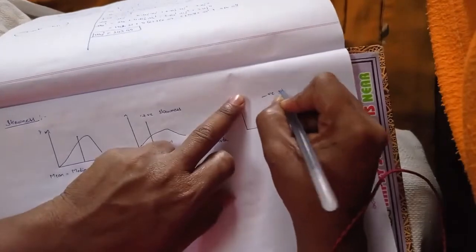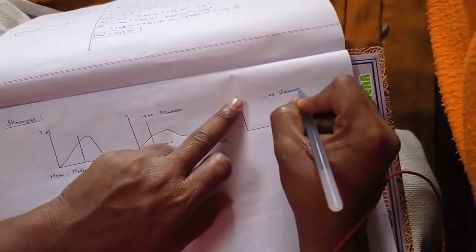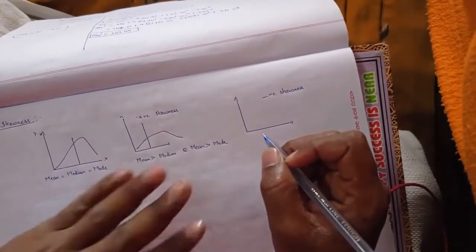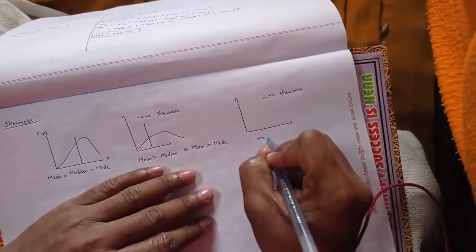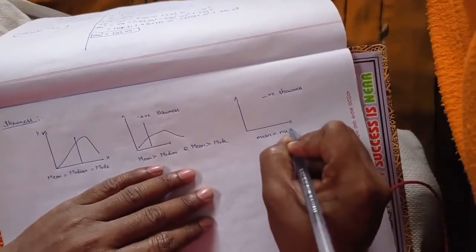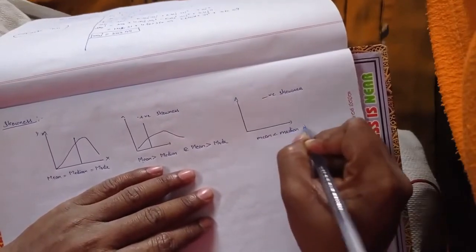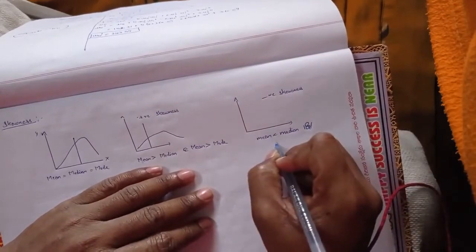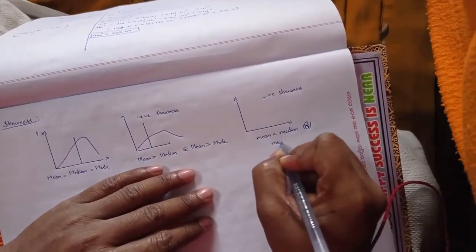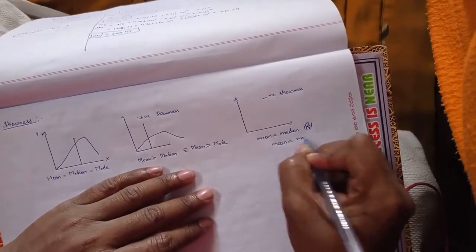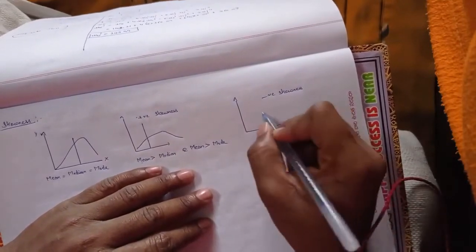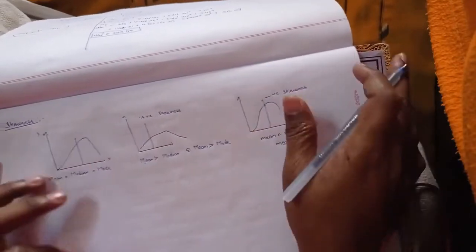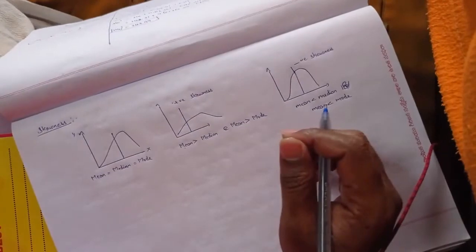Negative skewness in our graph is where the mean value is less than the median and mode. That is, mean less than median, and mean less than mode. So for this type of condition we will have a graph like this. So these are the graphs of skewness.